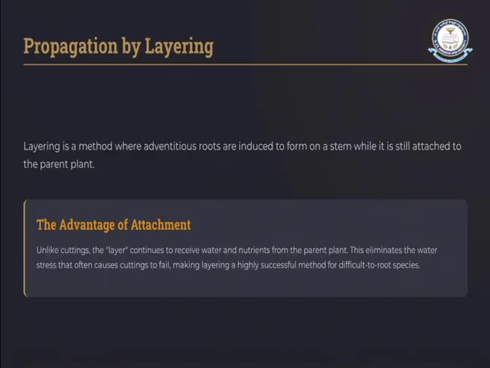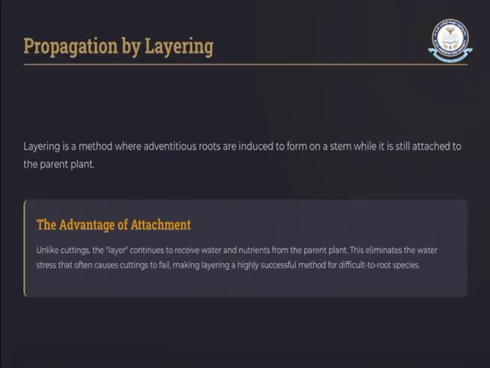If we see propagation through layering, it is a method where adventitious roots are induced to form on a stem while it is still attached to the parent plant. That means in layering, the adventitious roots are induced, partially in the soil and partially above, in the aeration. In this layering process, the water stress will be lesser, and the continuous nutrient supply will be present from the parent plant itself.